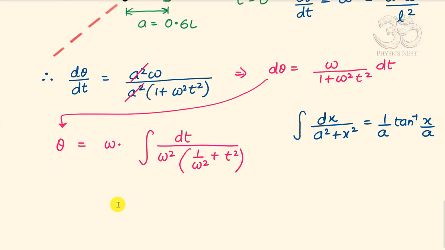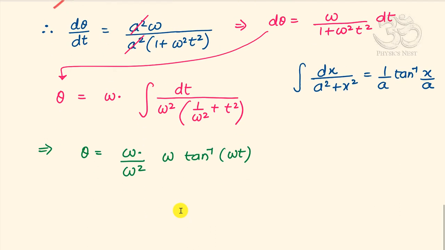So you will get theta is equal to omega times another omega square is present here in the denominator, so that comes here. Then when you integrate that, dt divided by 1 by omega square plus t square, omega will go up, tan inverse of omega t, and you are going to get tan theta as omega t. So theta varies with time in such a manner that the value of tan theta will be equal to omega t. This omega is the initial omega, and t is that time.